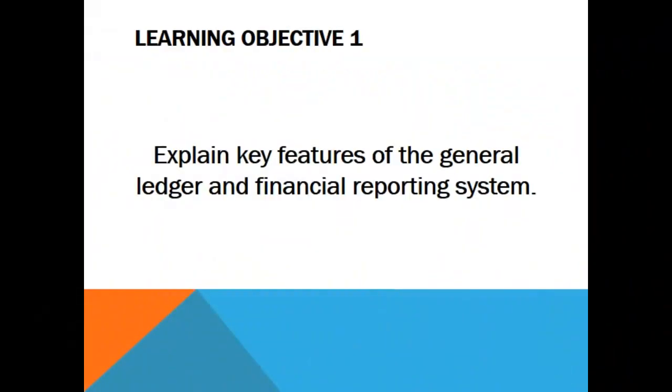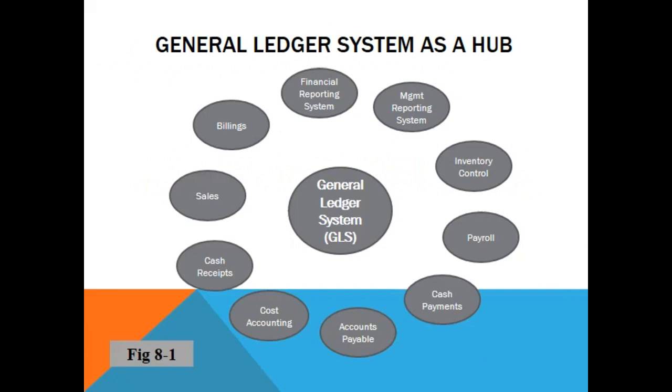Let's look at the key features of the general ledger and financial reporting system. This diagram characterizes the general ledger system as a hub connected to the other systems of the firm through information flows. The transaction cycle processes individual events that are recorded in special journals or subsidiary ledgers.